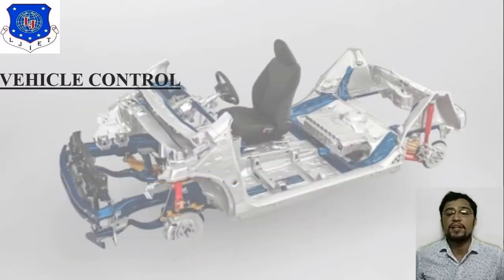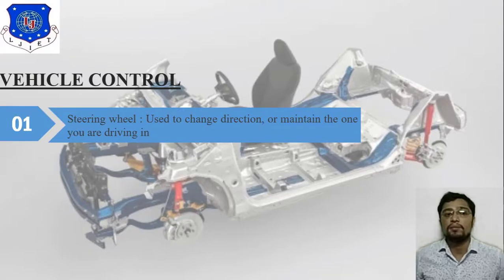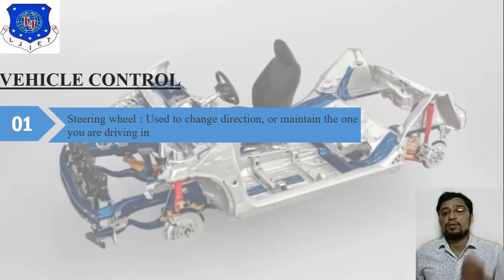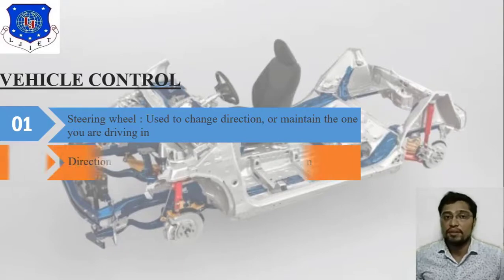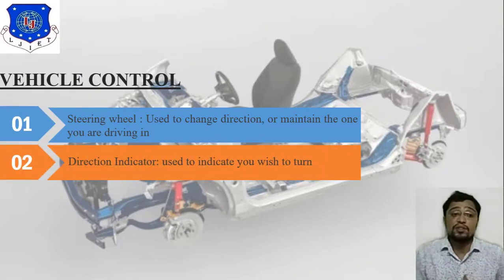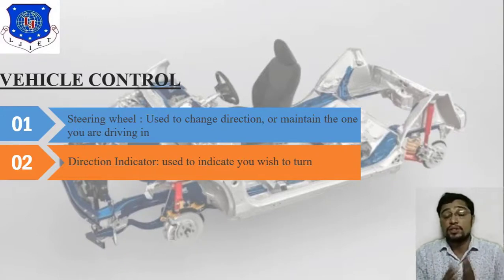Next is vehicle control. In vehicle control you can take 6 or 7 different examples, and the first and important one is the steering wheel. It is used to change direction or maintain the direction you are driving in. Second is the direction indicator. What is its function? It is used to indicate that you wish to turn.